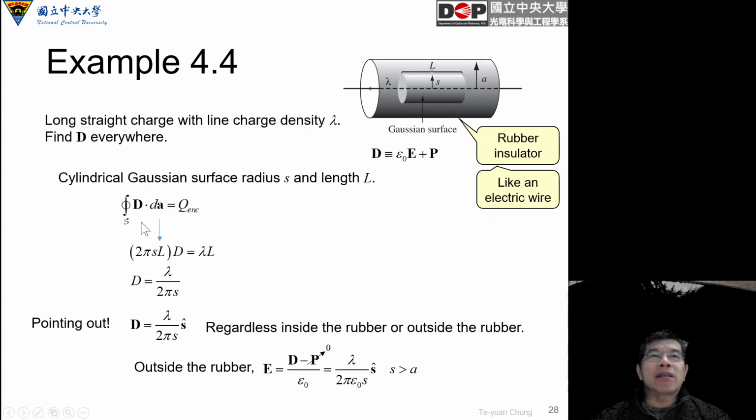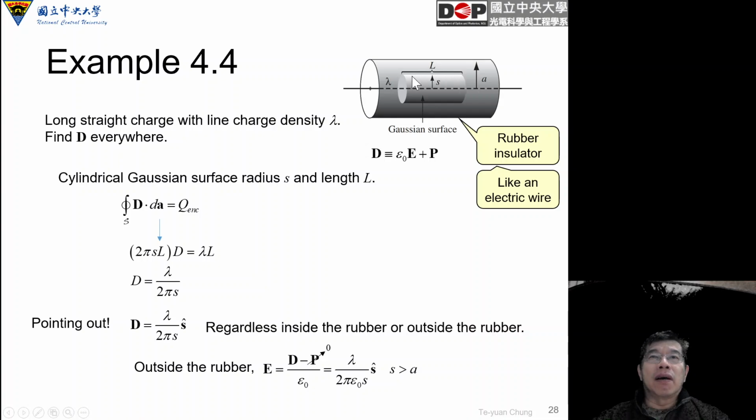Here, this relation tells us we only need to know the enclosed free charge. The only free charge is the line here. The left-hand side is a closed surface. Since it's a wire, we choose cylindrical coordinates, which will be easier. So we choose the Gauss surface as a cylinder. The surface area, considering only the cylindrical part, is 2 pi s times L.